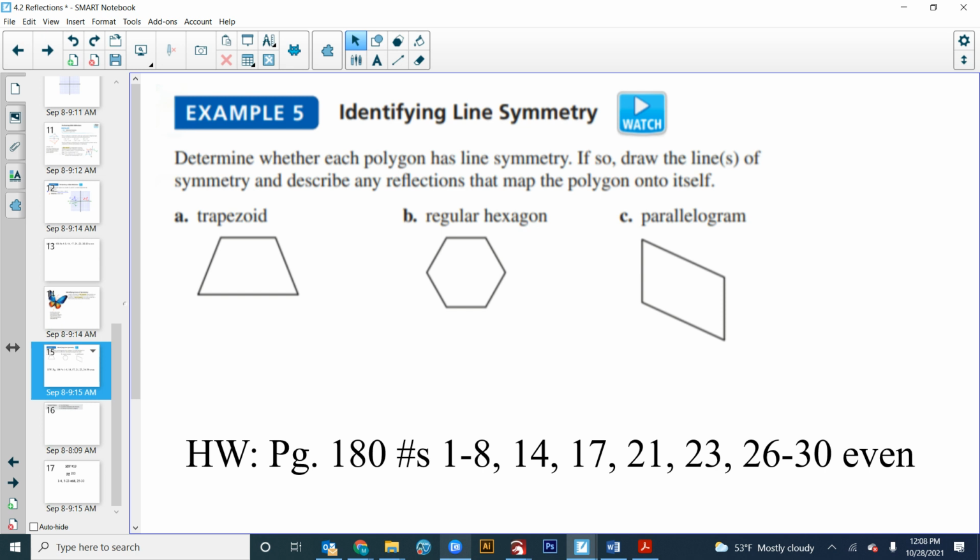Determine whether each polygon has line symmetry. If so, draw the lines and describe any reflections that map the polygon onto itself. So looking at this trapezoid, who could describe to me where the line of symmetry is? Andrew, help me out. Right down the middle. Down the middle, I like it. Any other lines of symmetry? Or is it just that one? Ben, what do you think? Go from the top right or top left to the opposite corner. This could be tricky. Let's see.